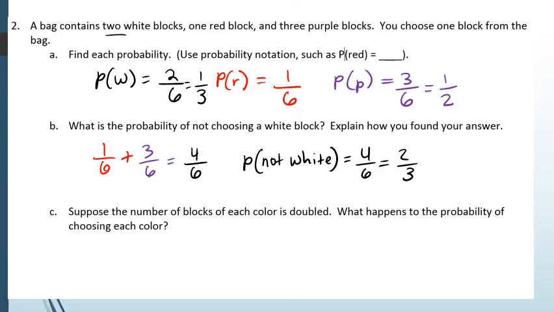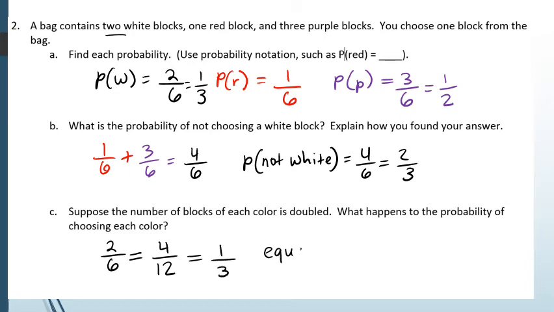Suppose the number of blocks of each color is doubled. What happens to the probability of choosing each color? We explored a problem like this in class today. If I take the number of blocks and I double every single number in there, then am I changing the probability? Well, before I had 2 out of 6 that were white. If I double everything, I have then 4 white and I have 12 total blocks. Are those equivalent? Well, 2/6 can reduce to 1/3 and 4/12 can also reduce to 1/3.